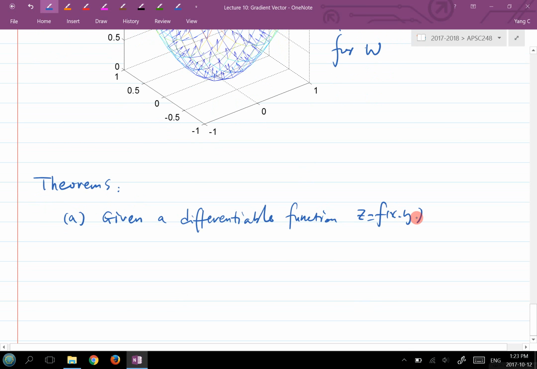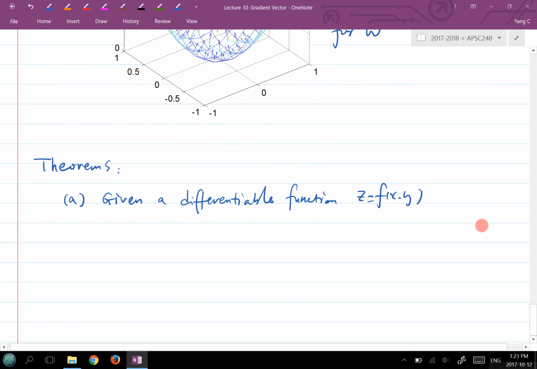So I'll mostly, in this case here, separate the case of a function of 2 variables and the case of a function of 3 variables. Okay. So let's say I have a function in 2 variables, z equals f(x, y). If you calculate the gradient vector del f, then this del f will be perpendicular to the level curve f(x, y) equals c.